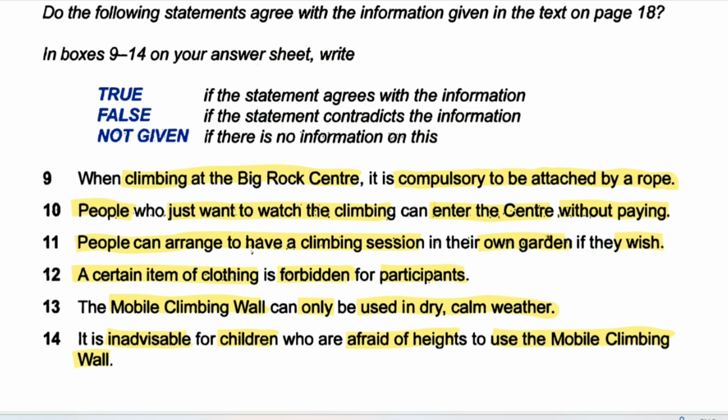For example, this compulsory might not be there in the passage as compulsory. Now, without paying in question number 10 might not be there in the passage as without paying. Own garden might not be there as own garden. Wish might not be there as wish. Certain item of clothing may not be there as a certain item of clothing. Forbidden might not be there as forbidden. Participants might not be there as participants. I hope it's clear what I'm trying to say.